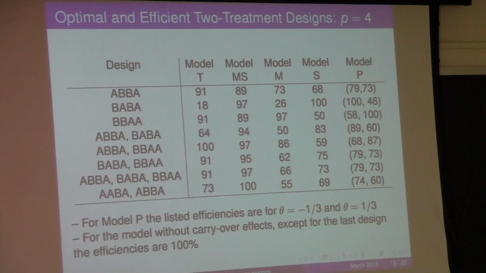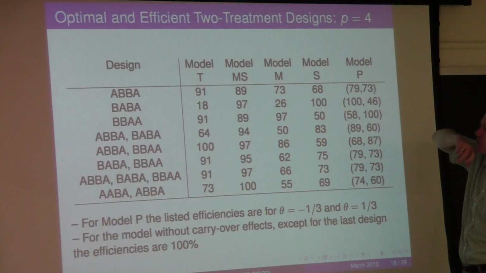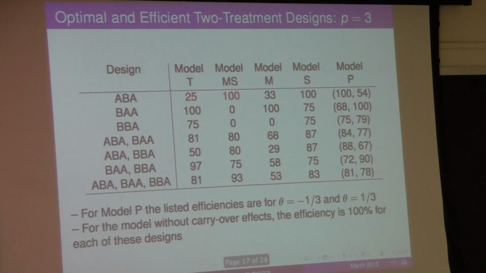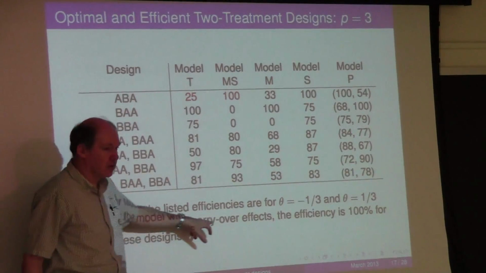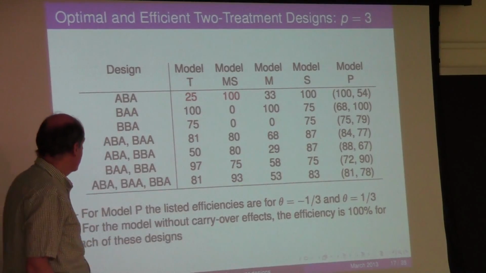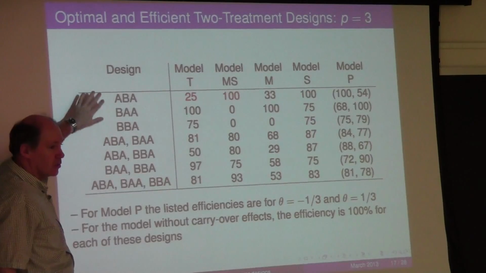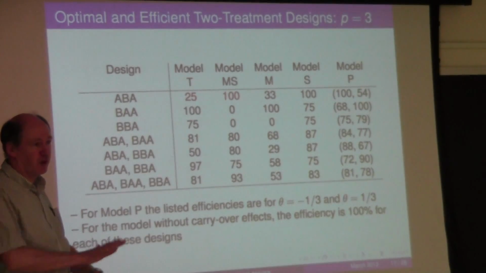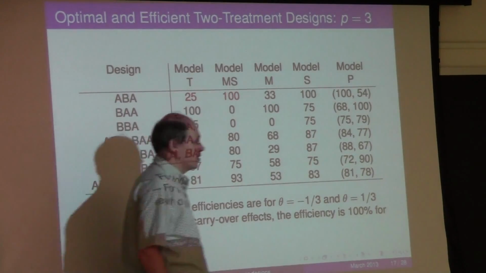Okay, here is a table for full periods. Notation for designs is similar as before. Oh, one other thing I should point out. There's one model that is clearly missing here, and that's the model with no carryover effects. And the reason I didn't include that is that all of these designs perform equally well in that model. All of them have 100% efficiency. They're all optimal in that particular model. So that's why I didn't include it in the table.